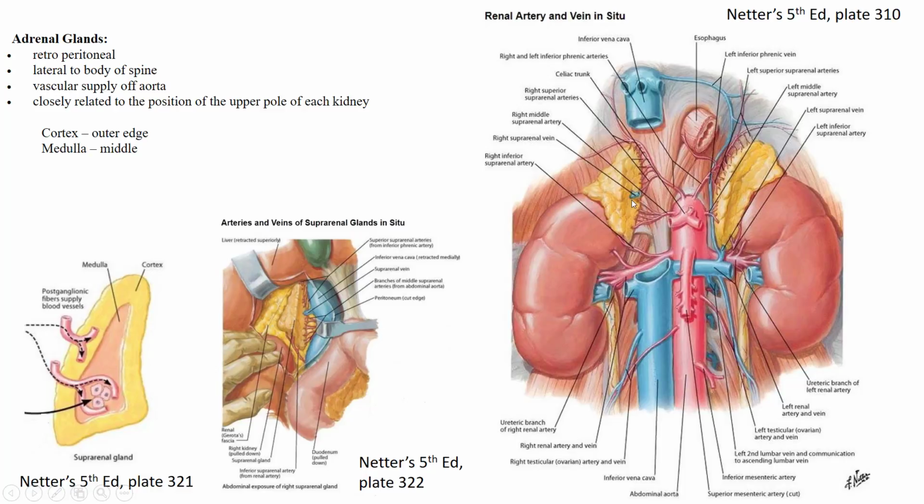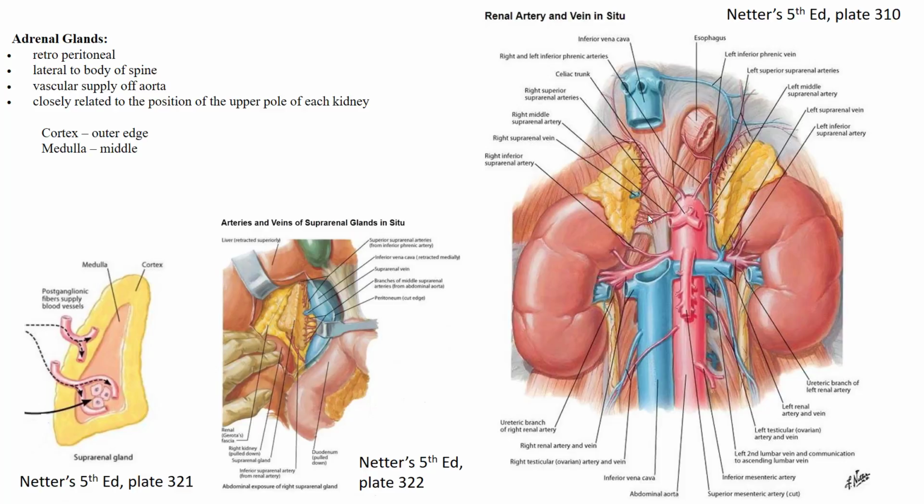And the adrenals sit on top of each kidney. So again, there's a left adrenal and a right adrenal. They get their vascular supply off of the aorta here. So you can see the little artery going towards the left suprarenal or adrenal gland, and one going here off to the right. They are retroperitoneal, just as the kidneys are.